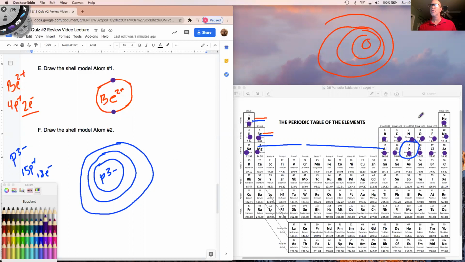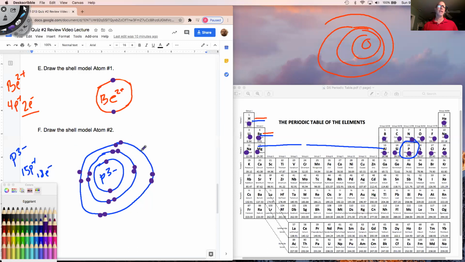So I get 2 electrons in the first shell. That's the maximum number. There are my 2. And then I get 8 electrons in the next shell. 1, 2, 3, 4, 5, 6, 7, 8. And then I get 8 electrons in my third shell. I'm just going to put them in like this because I know it's 8. 2, 4, 6, 8. Boom, we're done. This would be the shell model for phosphorus.